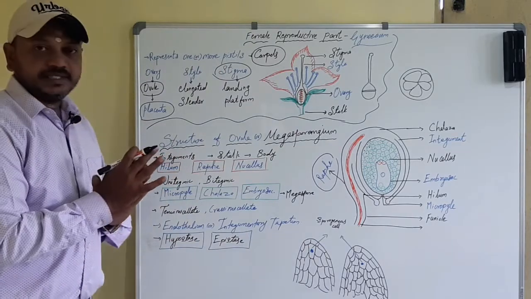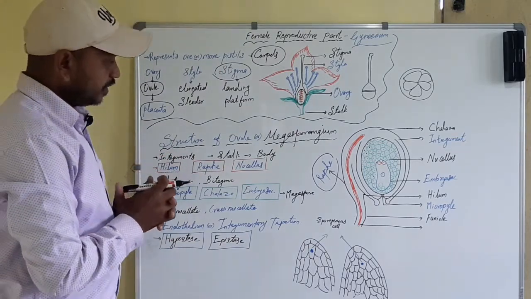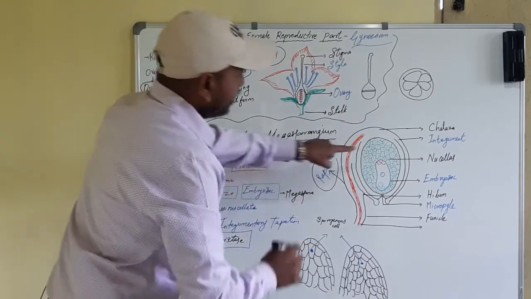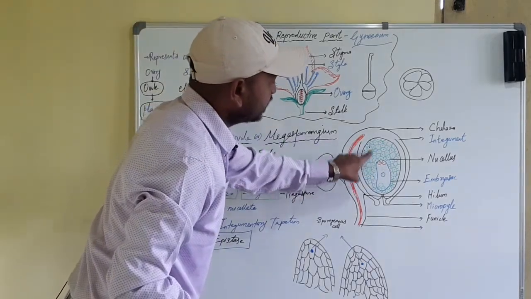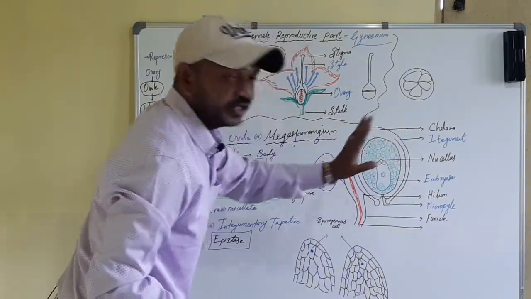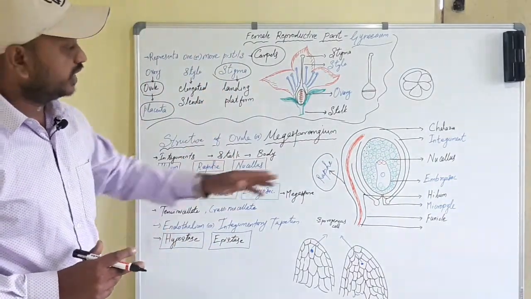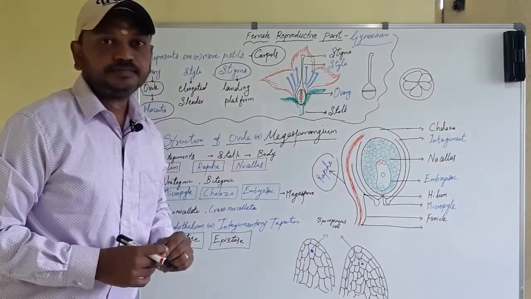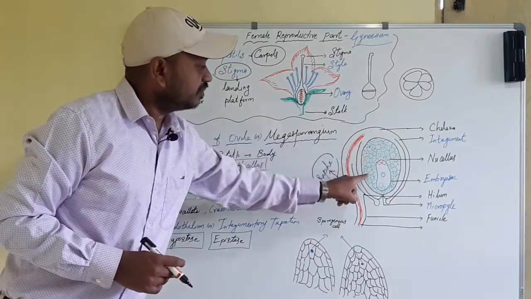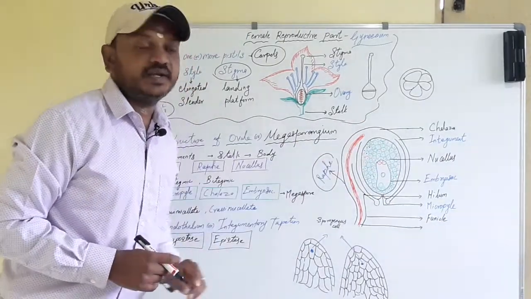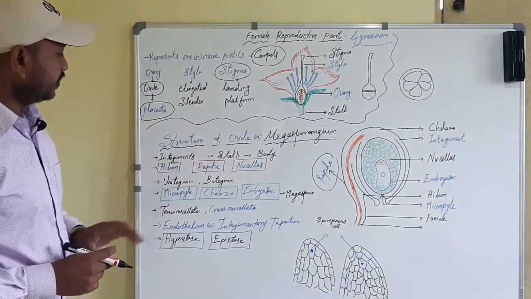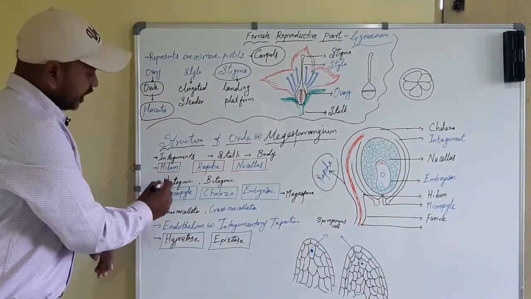Next, nucellus. The central part of the ovule is made up of parenchyma cells. This part is called nucellus. It stores food reserve for the growing embryo sac. Nucellus is a central body made up of parenchymatous cells.